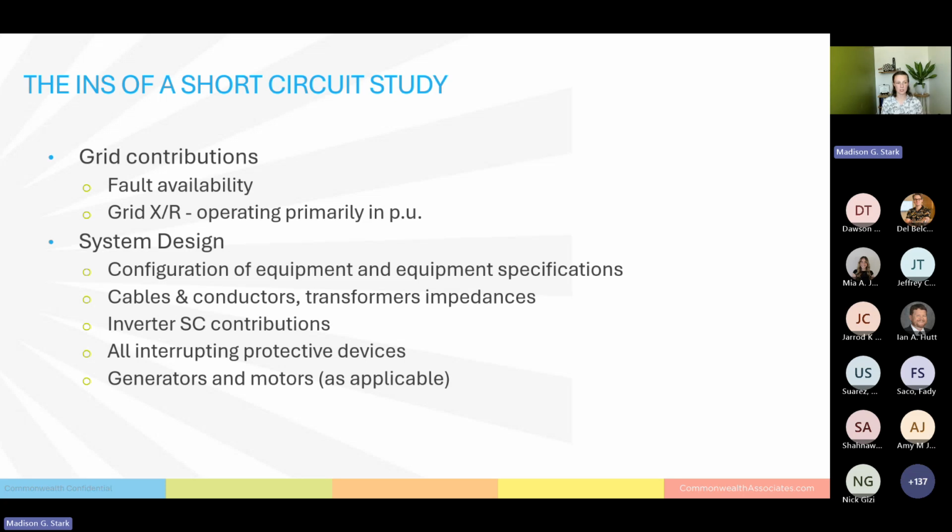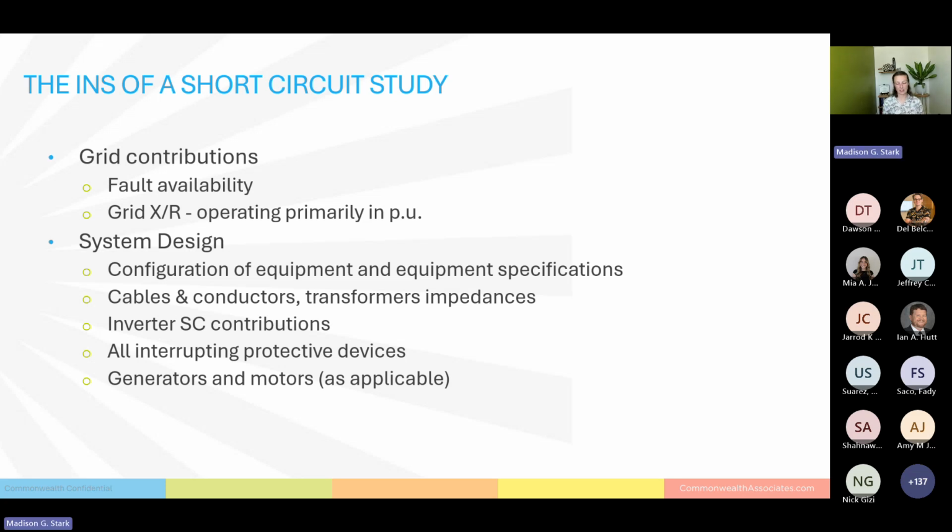Because we do our calculations in per unit primarily, I don't need to know the actual impedance. Just knowing the X over R ratio is enough. What that X over R ratio tells you is, in part, how stiff the grid is and how responsive it is to faults.